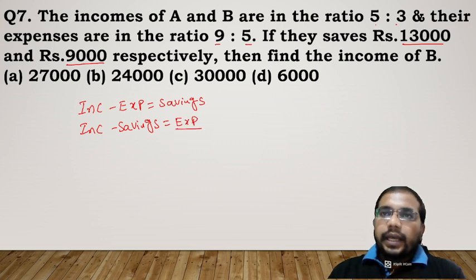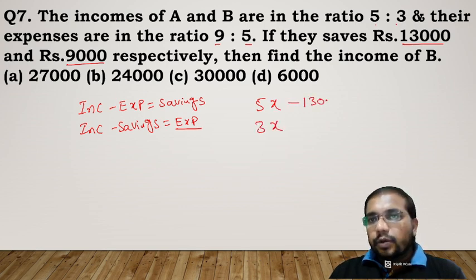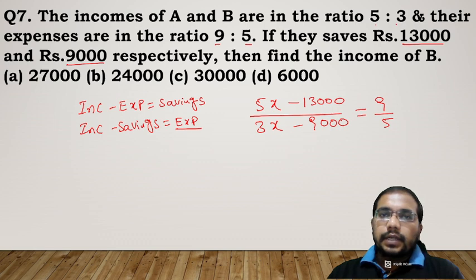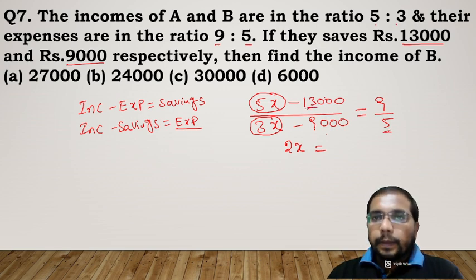Yes. A income I am taking 5x, B income is equal to 3x. A saves 13,000, B saves 9,000. If you are taking the ratio, what is the value? 9 by 5. So how are you writing this so easily? Let me tell you. This is income, savings. A income minus A savings, B income minus B savings is equal to expenditures. 5 into 5, 25x. 9 into 3, 27x. 25, 27. 2x is equal to 5 into 13, 65.